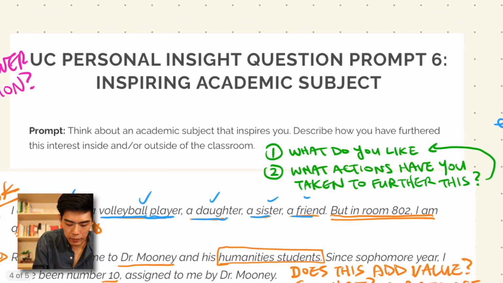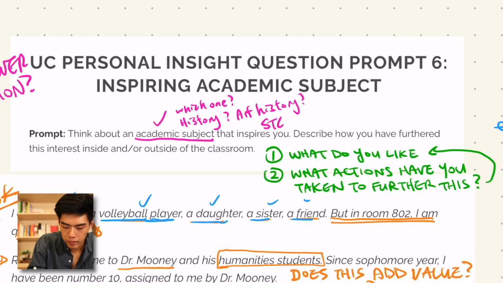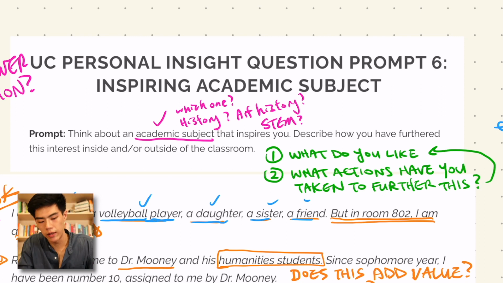Does he talk about his academic subject? Yes, right? But which one is it? Is it history, art history, or is it STEM? This is a risky spot, because it isn't very clear which one inspired him. So you want to be very careful that you can start with one and move to another, but you want to focus very clearly the subject that inspires you, and then what it led to, right?